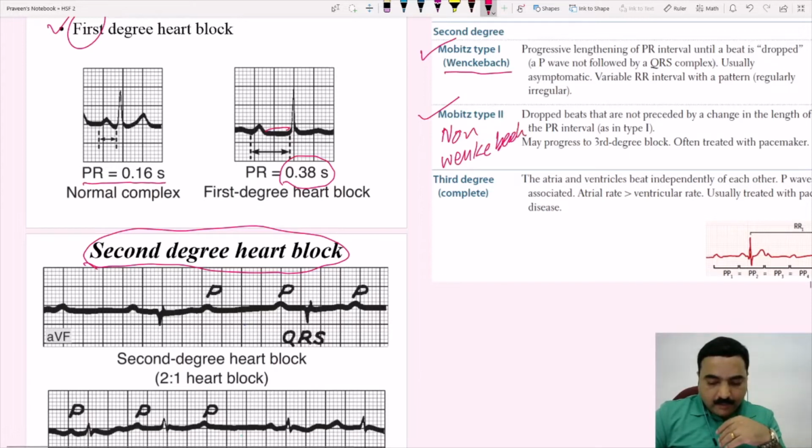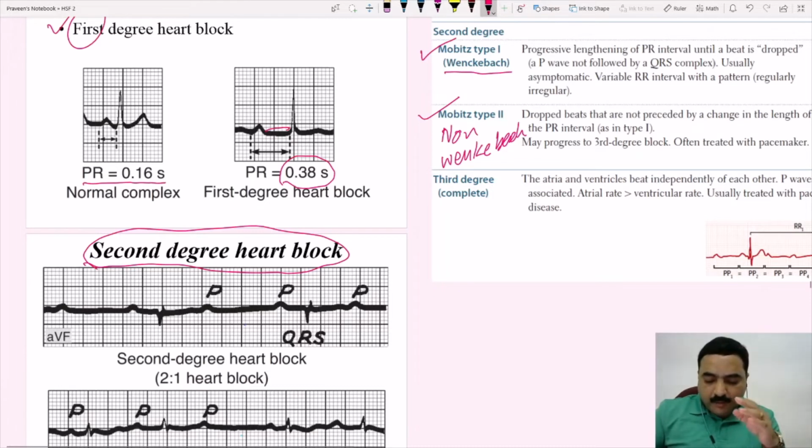Non-Wenckebach, and Wenckebach, which you can also refer to as Mobitz type 1 and Mobitz type 2. Okay, Mobitz 1, Mobitz 2. So the main thing, when it is called a second degree, is that not all the impulses coming from the SA node pass down.